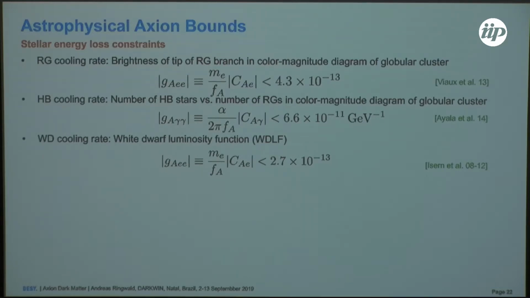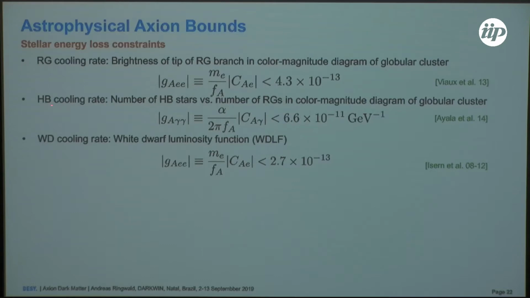And to date, investigations have found an upper limit on this electron coupling, where this electron coupling is related to the CAE, which I have given before, by this factor, an electron mass divided by the decay constant. So this should be less than 4.2 × 10⁻¹³.